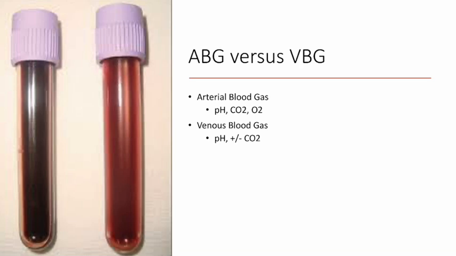And then on serial VBGs for that patient, you can measure their response to BiPAP. And so you can see their trend. As long as their CO2 is going down with the BiPAP, that may be enough information without having to submit them to the pain and the risk of drawing serial ABGs.